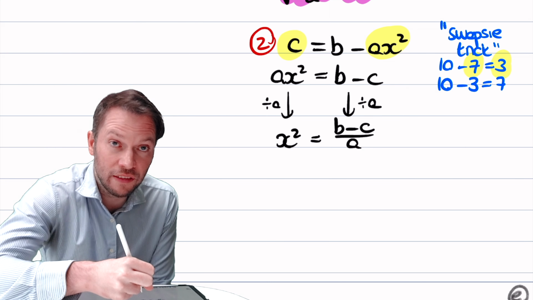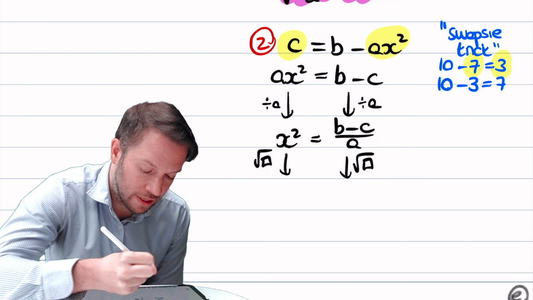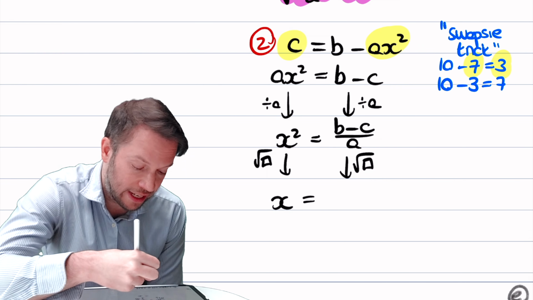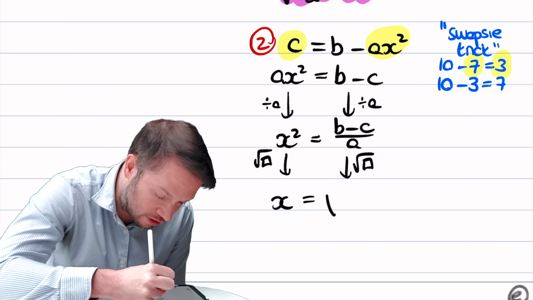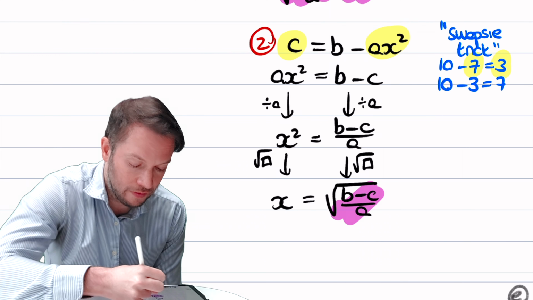And then finally, to get rid of that squared on the x, we square root both sides. So the left-hand side just becomes x. The square root cancels out the squared. And then we do the square root of that whole thing on the right-hand side. And that is the final answer.